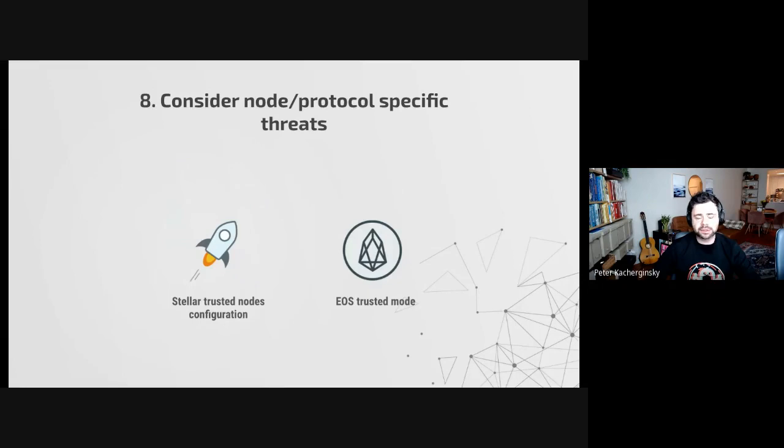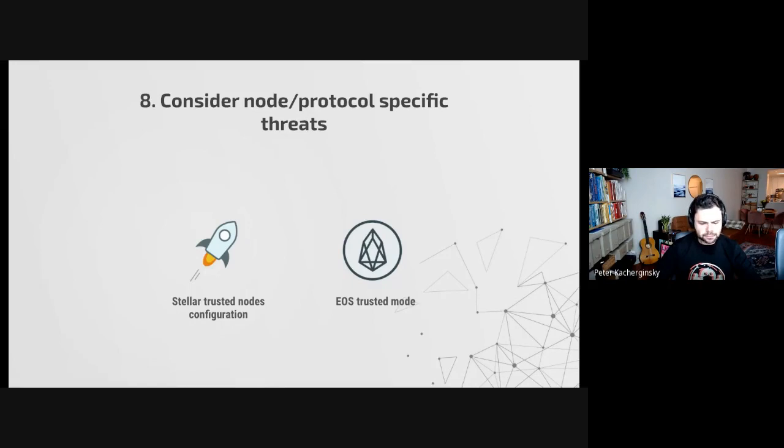Node and protocol specific threats. This is a catch-all. Basically, be mindful that all nodes are unique in their own different ways. So I mentioned before that in Stellar, you have to manually configure which are the trusted nodes. You have to manually calculate, hey, what is my threshold? It's a BFT network. What is my threshold that it can get attacked? So make sure that I'm not going to be vulnerable to that.